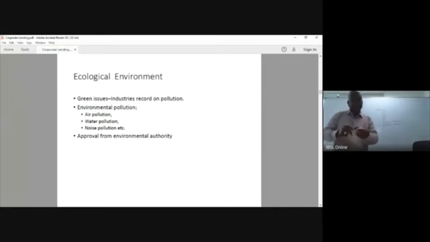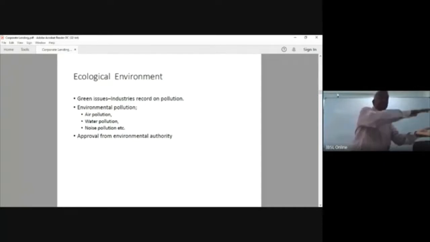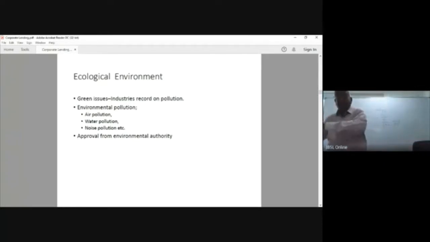So the ecological environment for the industry. How is the ecological environment for the industries? Whether the industry affects the ecology or the ecology is affecting the industry. You have to see both. So we generally say green issues. Maybe green issues. That is industries' record and pollution.